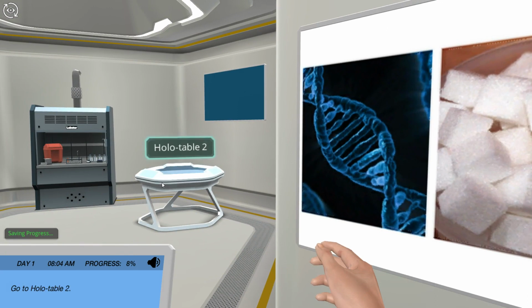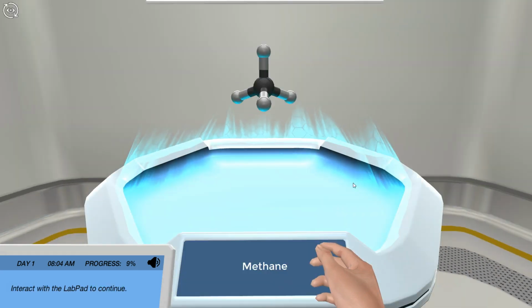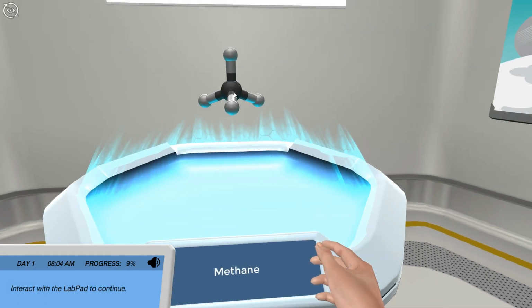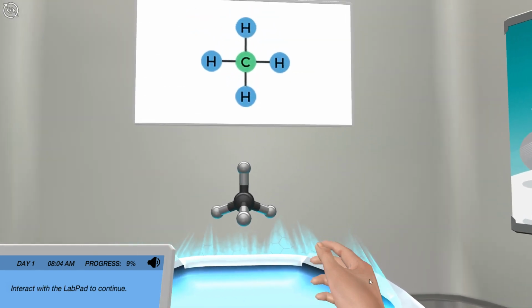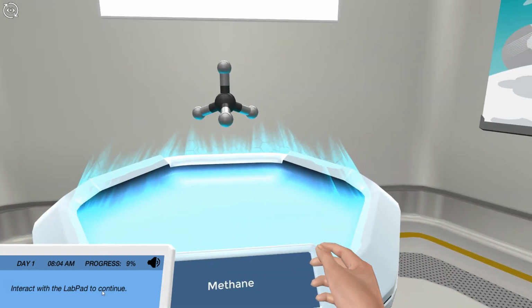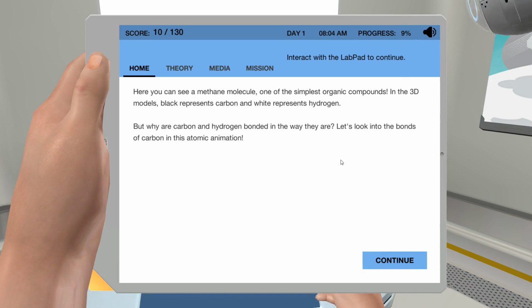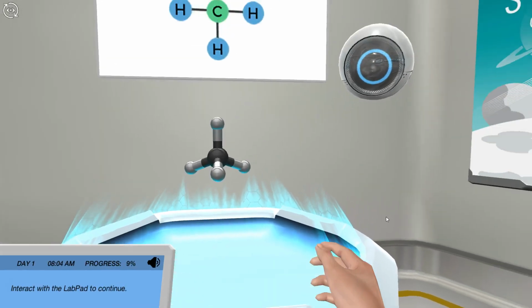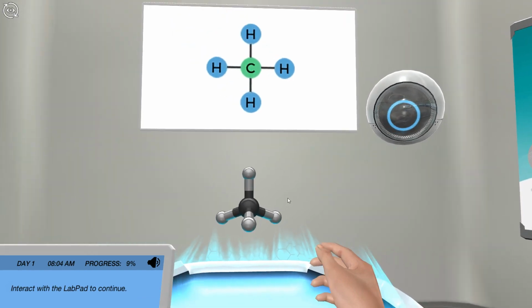Go to holotable 2. Here you can see a methane molecule, one of the simplest organic compounds. In the 3D models, black represents carbon and white represents hydrogen. But why are carbon and hydrogen bonded in the way they are? Let's look into the bonds of carbon in this atomic animation.